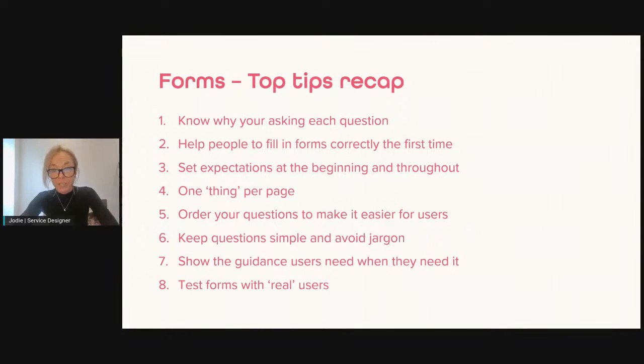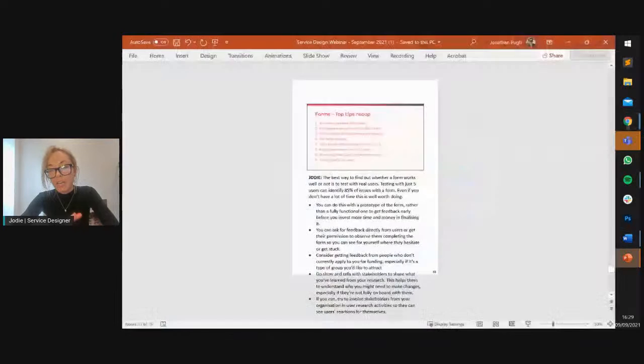So if you really need to use jargon, you might need a bit of help text to explain what that jargon means. Show the guidance users need when they need it. So if you can avoid having those big guidance documents, keep your guidance in the form where it's relevant. And finally, test forms with real users so that you can see how it's really working for them.